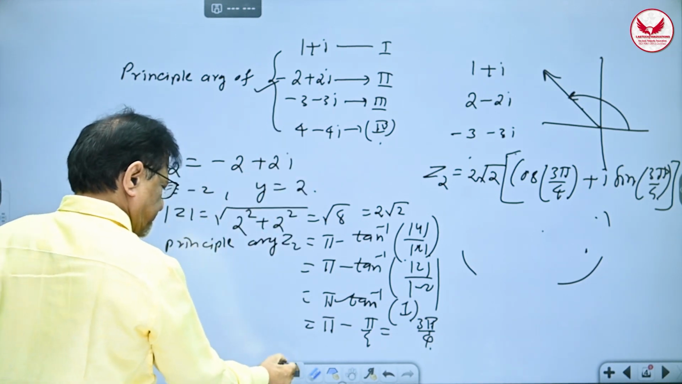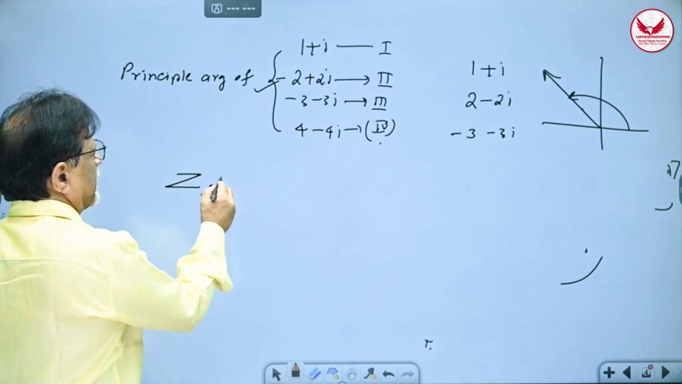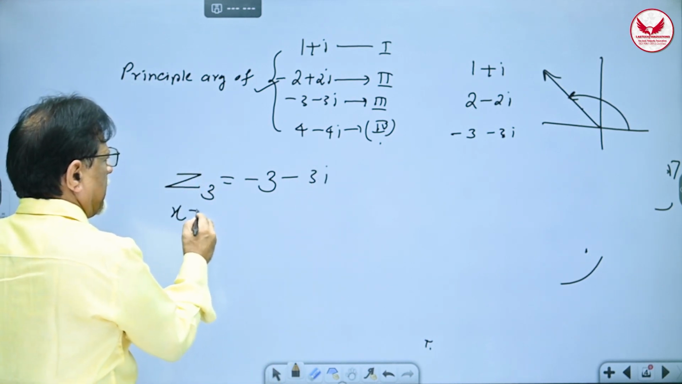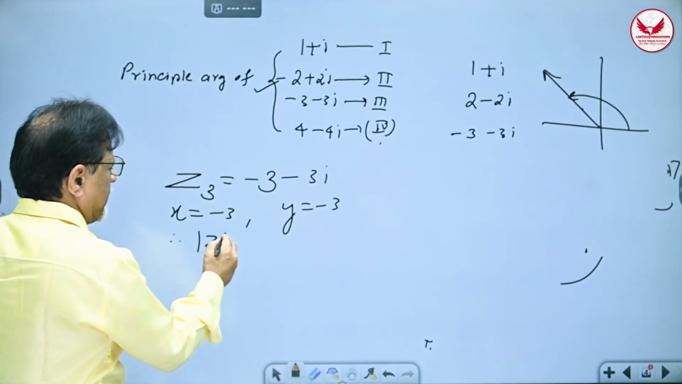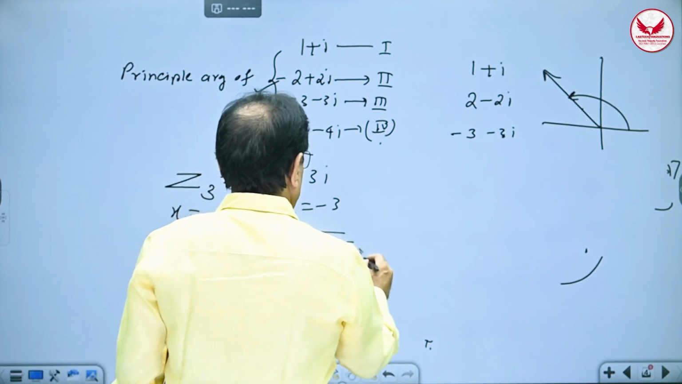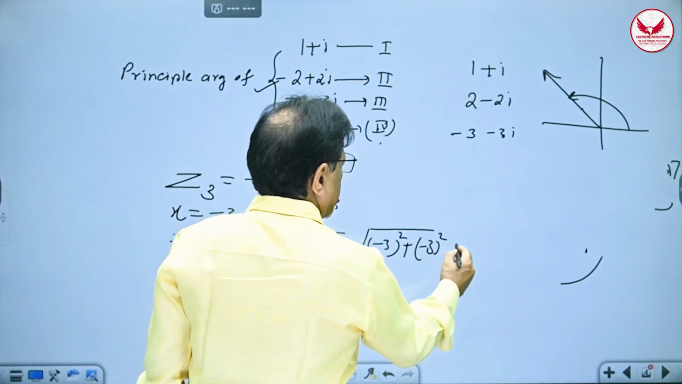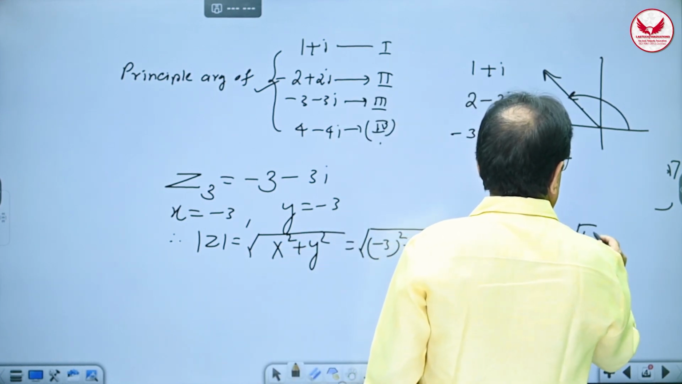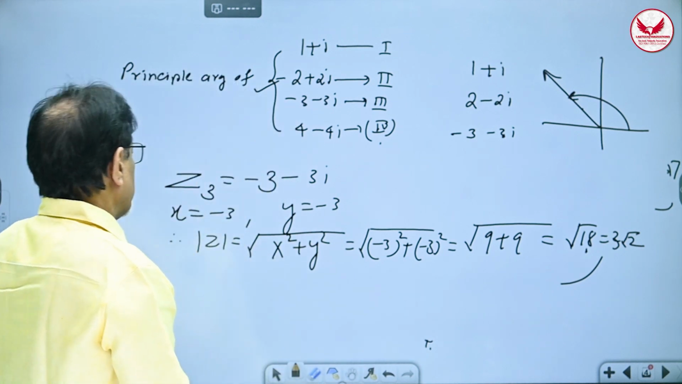Okay. So now the third question is Z3. Let us call it Z3. Z3 is what? Minus 3 minus 3i. So here x is minus 3, y is minus 3, therefore mod z is root of x square plus y square, which is equal to square root of minus 3 square plus minus 3 square, which is equal to square root of 9 plus 9. That means it is root of 18, which is 3 root 2. Correct? So mod z we know.